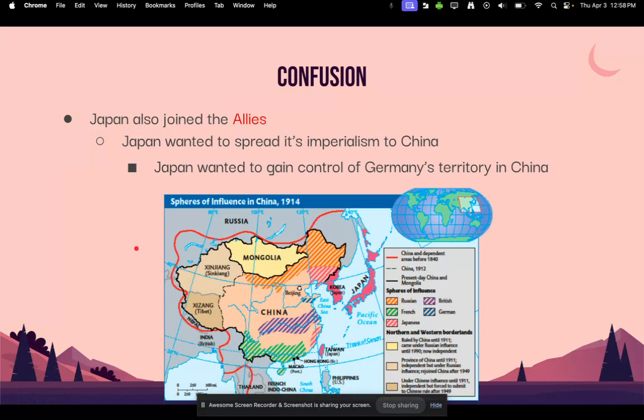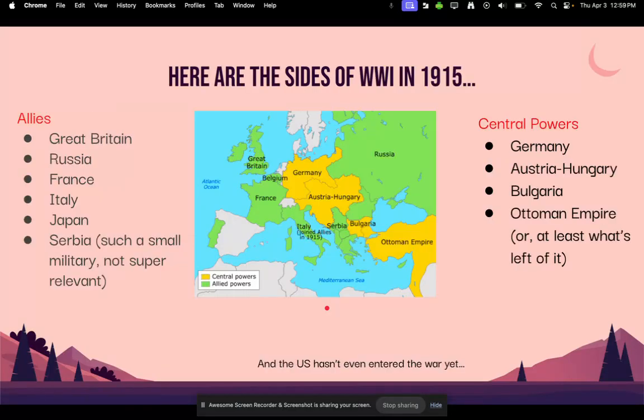So let's make it even more confusing. Let's throw in Asia. So Japan also joins the Allies. You're like, what the heck? Why would Japan care? Japan's like way over there. We're talking about Europe. That's right, but it all has to do with imperialism. So Japan wanted to spread its imperialism to China. So you see Japan right here. China, of course, is next door. Japan really wanted to gain control of Germany's territory in China, which Germany didn't have much territory in China. It's just kind of this blue little area right here, but you can see it's pretty close to Japan.